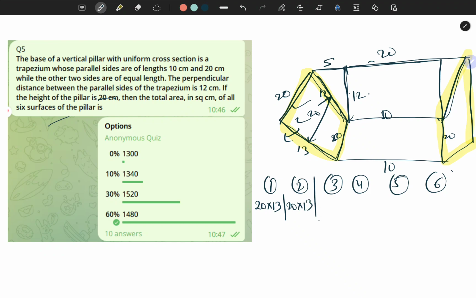Now the area of this will be how much? This is the length, this is the breadth, so 20 into 10. Now the area of this figure is a trapezium. So the area will be half of the sum of the parallel sides, 10 plus 20, so this will be 30, half of it is 15, and height is 12, so the area is 15 into 12. Exactly this figure will be the base, on the downside. That will be exactly the same, so this will also be 15 into 12.